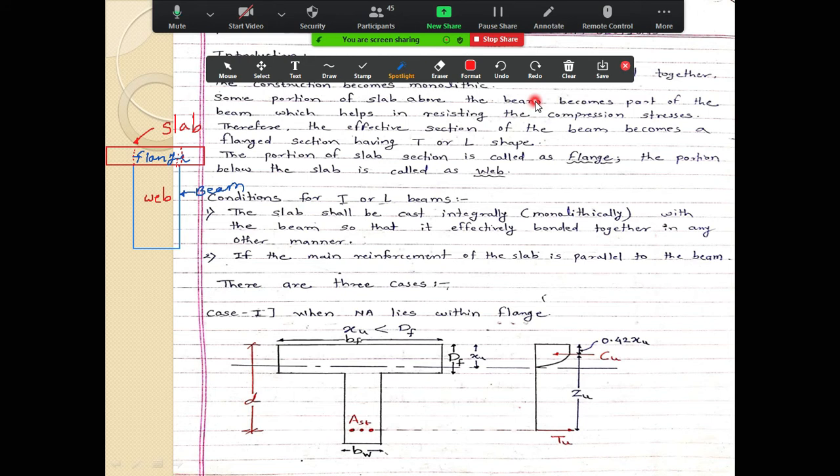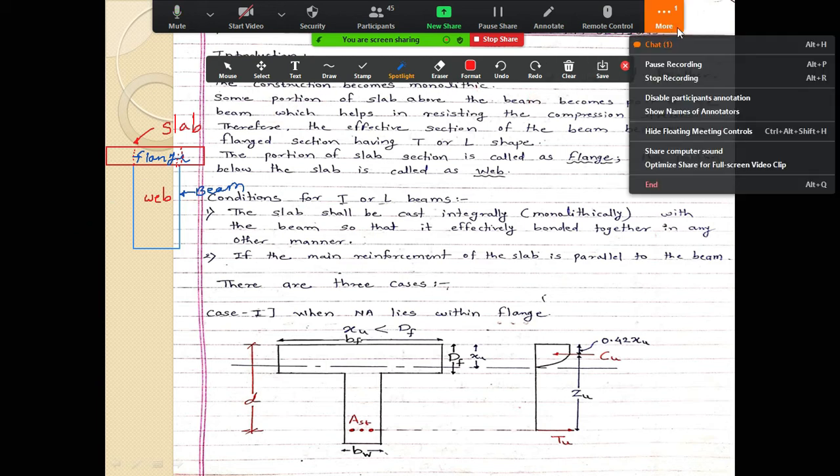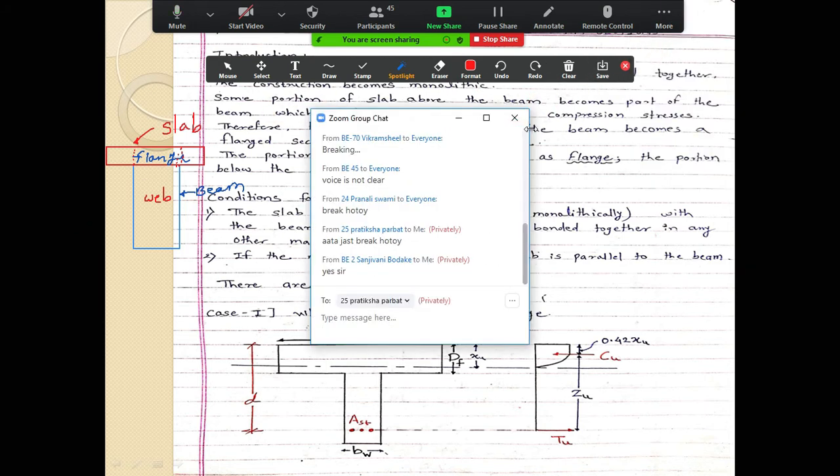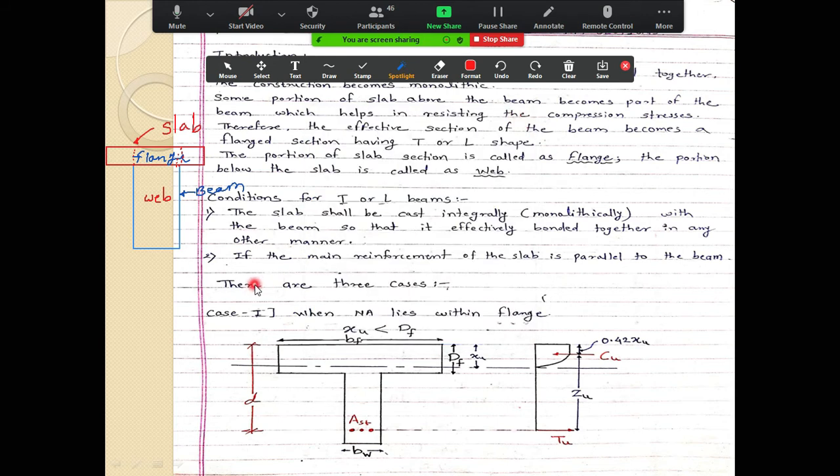Okay. So whatever I have told you in this 15 minutes, have you understood this? Even though the voice is breaking, what I am trying to tell you, have you understood this? Because this is very important. The entire chapter is based on this. Okay, I will repeat once again.